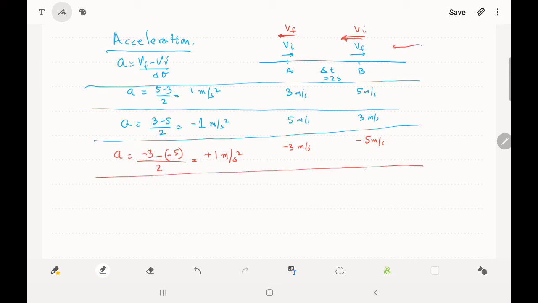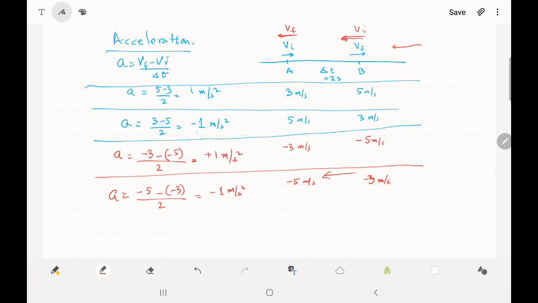And then lastly, if this is minus 3 and this is minus 5, so it's going from the right towards the left, and it's getting faster. So now the acceleration is going to be final minus initial. Final is minus 5, initial is negative 3, over 2, so it's going to be minus 1 meter per second squared.